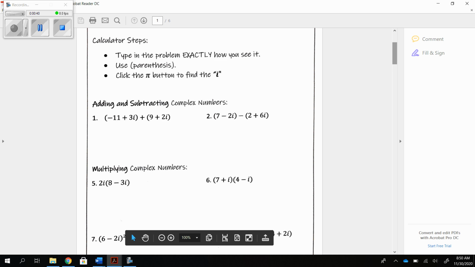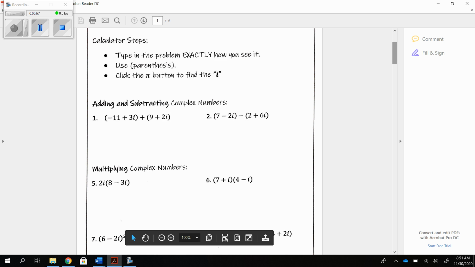So we see when we are adding or subtracting, we're just combining like terms. We did this back in August and September. It should be really easy. So I'm going to do the first one without a calculator even. We have, in parentheses, negative 11 plus 3i, and then plus 9 plus 2i.